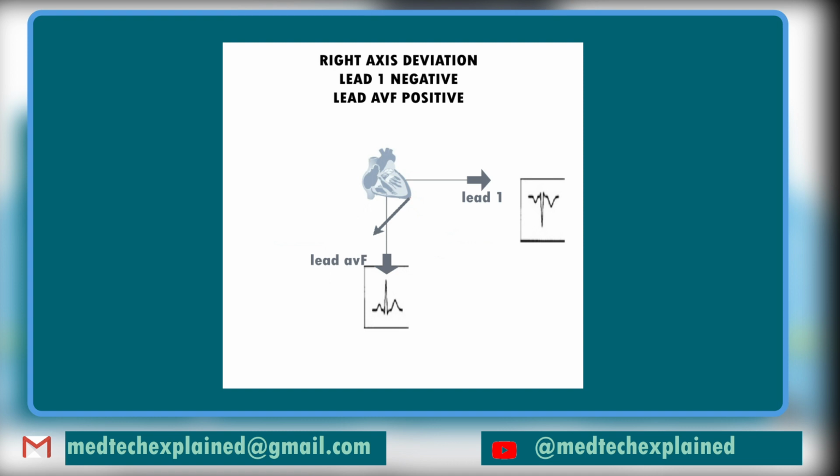Therefore, in right axis deviation, as the current moves away from lead 1 and towards lead AVF, lead 1 tends to be negative, whereas lead AVF will be positive. So in right axis deviation, as the QRS wave in lead 1 is negative and in lead AVF is positive, it appears on the ECG as if they are looking towards each other, as if they are attracting each other.